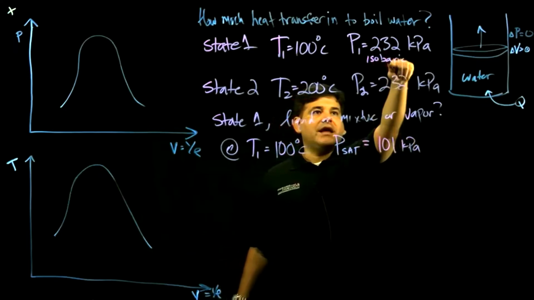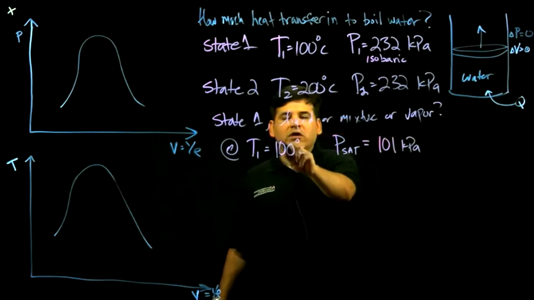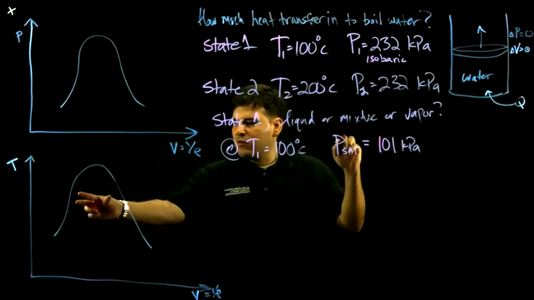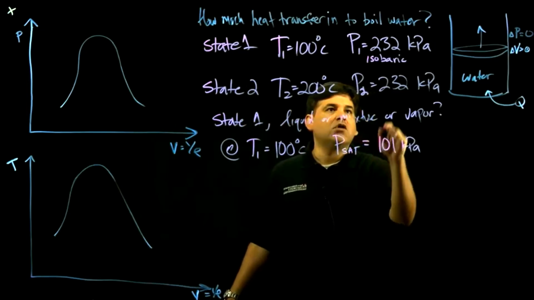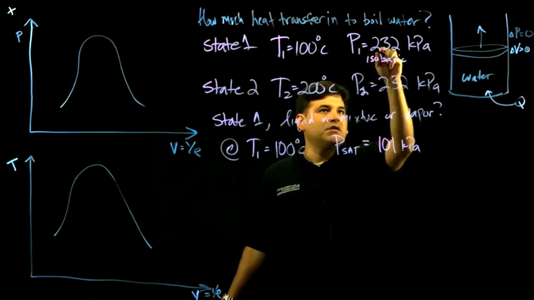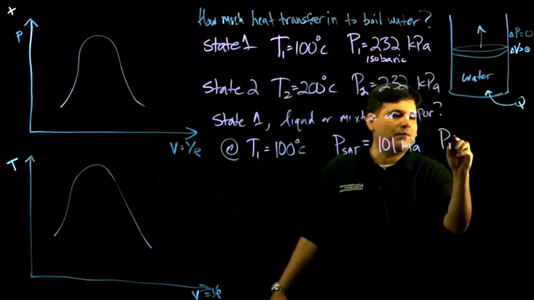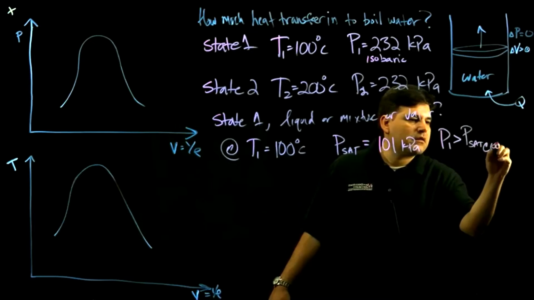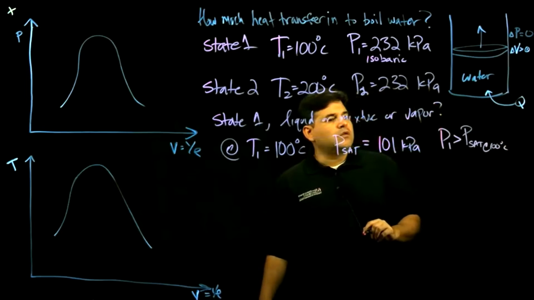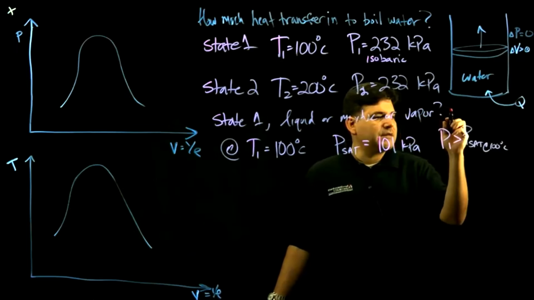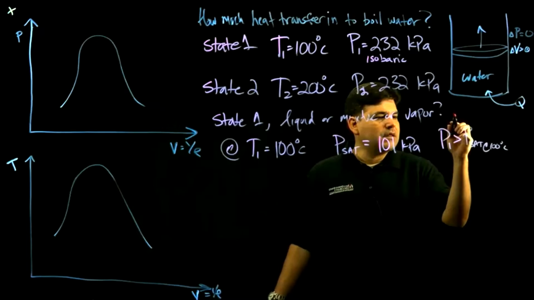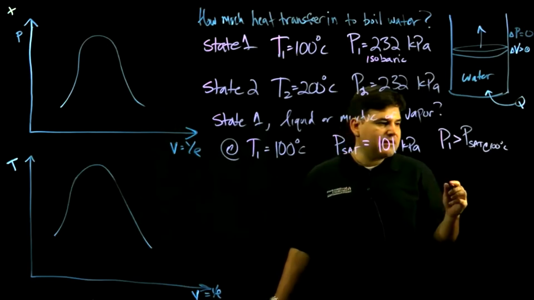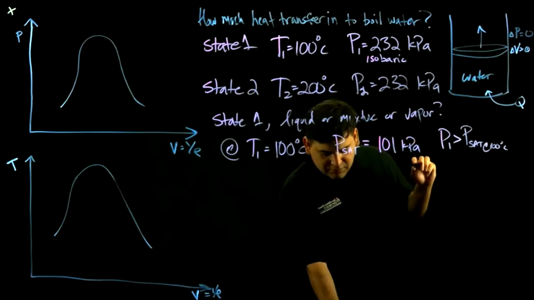So our pressure is different than that. At 100 Celsius, to be saturated somewhere in this dome or on the borders, we have to be at 101 kPa. We are not at 101 kPa. We are actually at a larger pressure than that. So the pressure we are actually at is higher than Psat at this temperature. So what does that mean? That means we have to be compressed liquid.